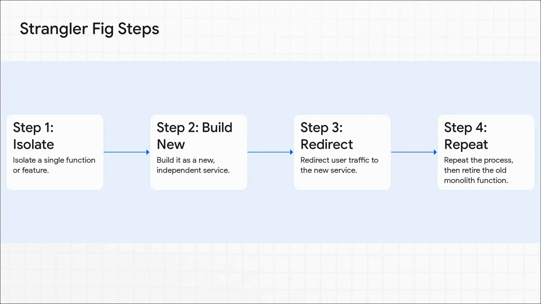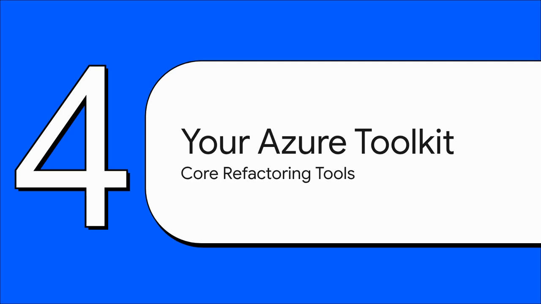Step 1, you pick just one little piece of your app to replace, maybe the user profile page. Step 2, you build that feature out as a brand new, totally separate microservice. Step 3, this is the magic part. You start sending just the traffic for that one feature over to your new service, while everything else keeps humming along on the old monolith. And finally, step 4, you just do it again with another feature, slowly and safely replacing the old application with new modern services. All right, we've got the how.